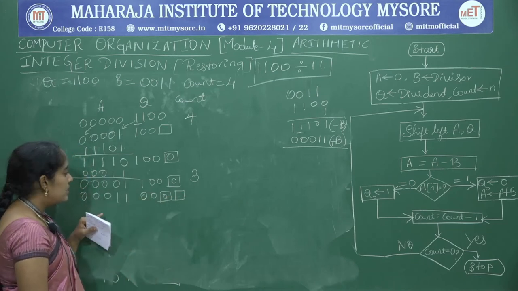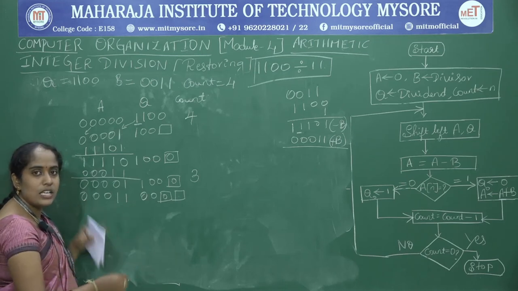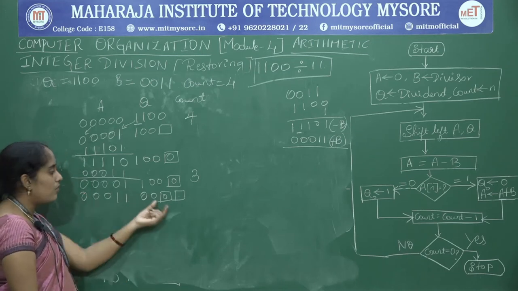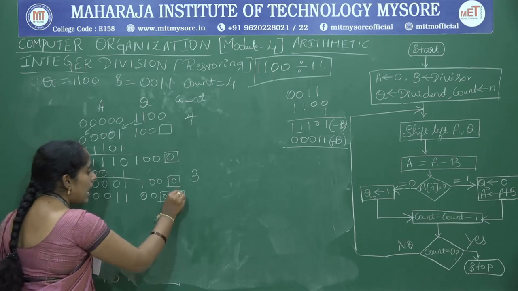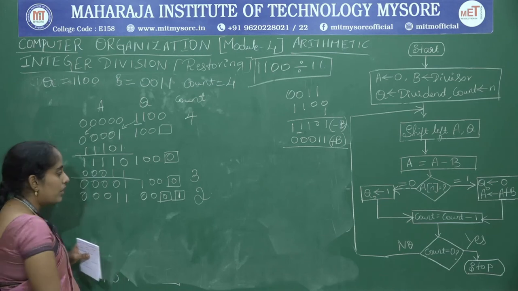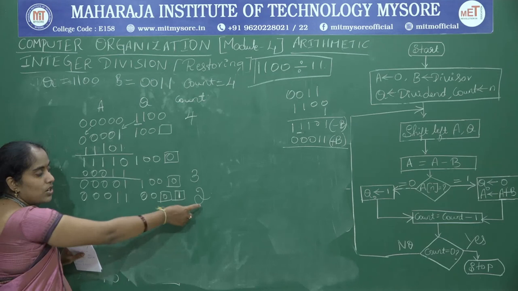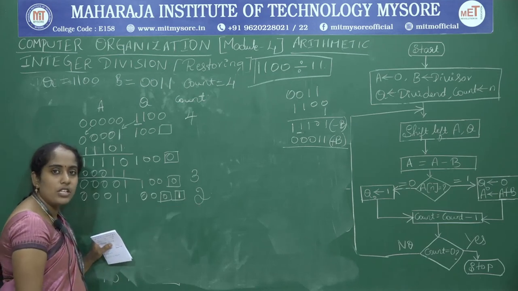So in the next step, check the sign bit of A. If the sign bit of A is equal to 0, in that case set Q0 value to 1 and decrement the count value. Now count value is 2. Okay, this completes the next cycle. So again next, count is not equal to 0, then go back to the step 3.